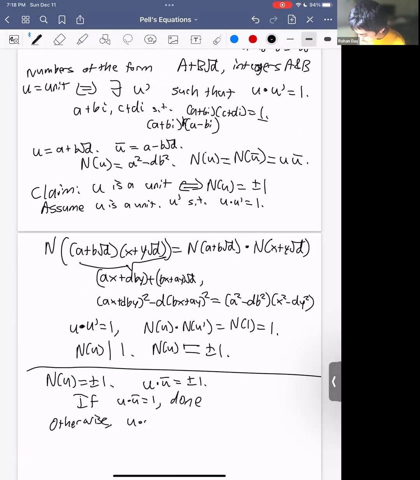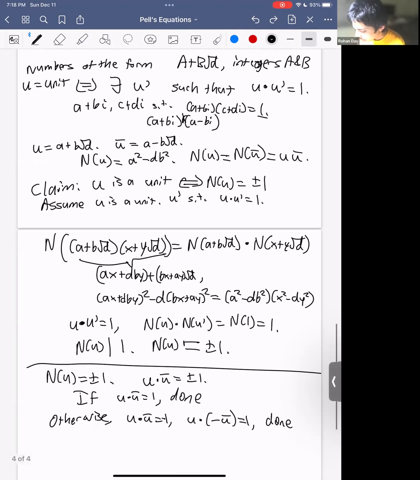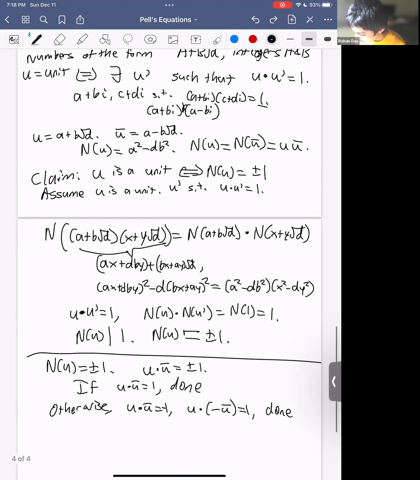Otherwise, we have that u times u conjugate is equal to -1, so u times negative u conjugate is equal to 1, and again we are done because we have some number of the form a plus b root d that multiplies with u to 1. So by the definition of a unit, u is a unit. And now we have proved this claim that u is a unit if and only if its norm is plus or minus 1.